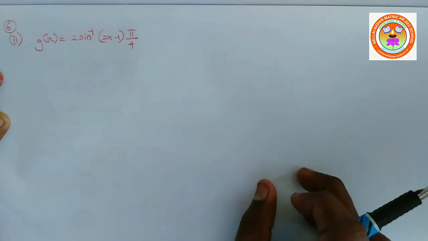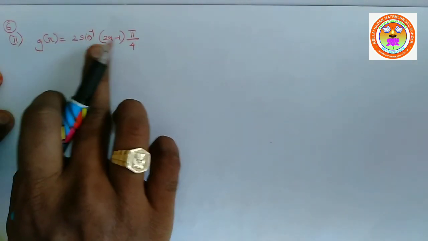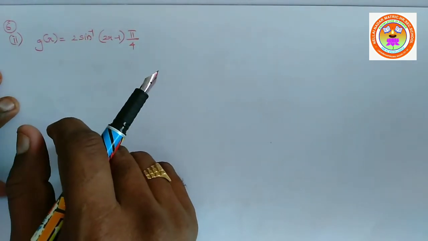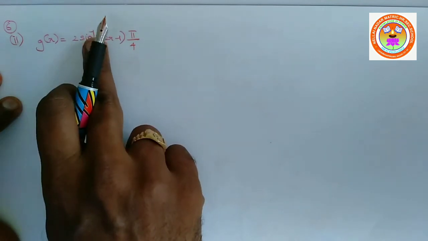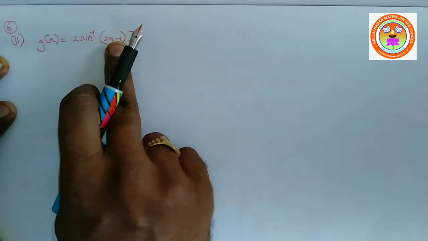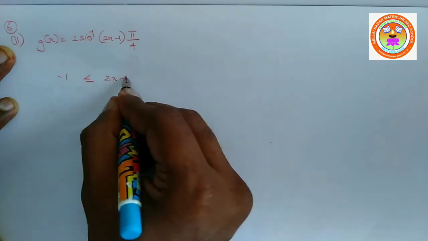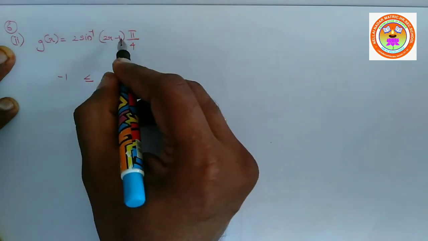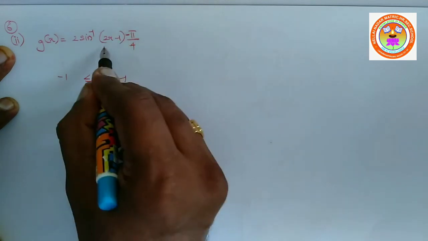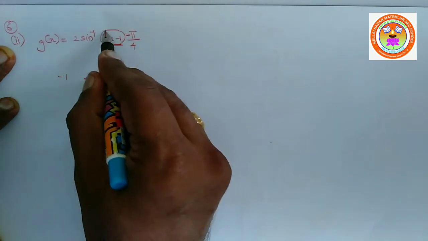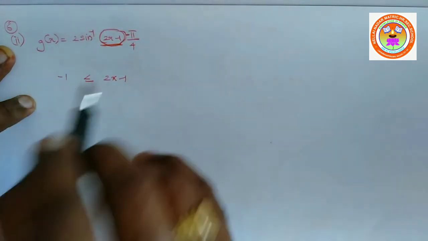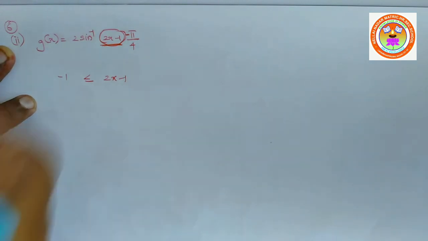Second subdivision, sixth sum. g(x) = 2 sin inverse of (2x - 1) + pi by 4. We see sin inverse first, followed by the value. So we need to write -1 less than or equal to 2x - 1, less than or equal to 1. Students, I need to take this one, because the value lies in the domain, which is nothing but 2x - 1. We need to solve to get the x value.